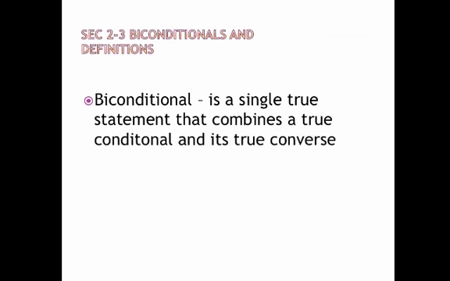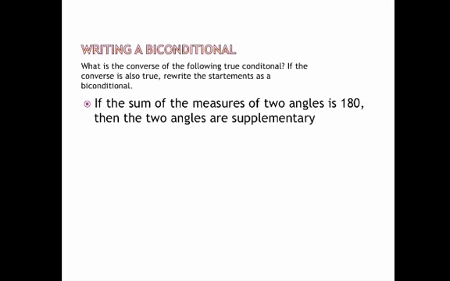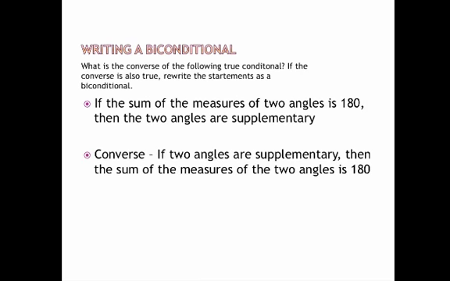All right, and then finally, the last thing here is biconditionals. A biconditional is a single true statement that combines a true conditional and its true converse. You join the two parts of each conditional with the phrase if and only if. The conditional here is: if the sum of the measures of the two angles is 180, then the two angles are supplementary. That's true. The converse then is: if two angles are supplementary, then the sum of the measures of the two angles is 180. So we just reverse the hypothesis and conclusion, and both of those are true.